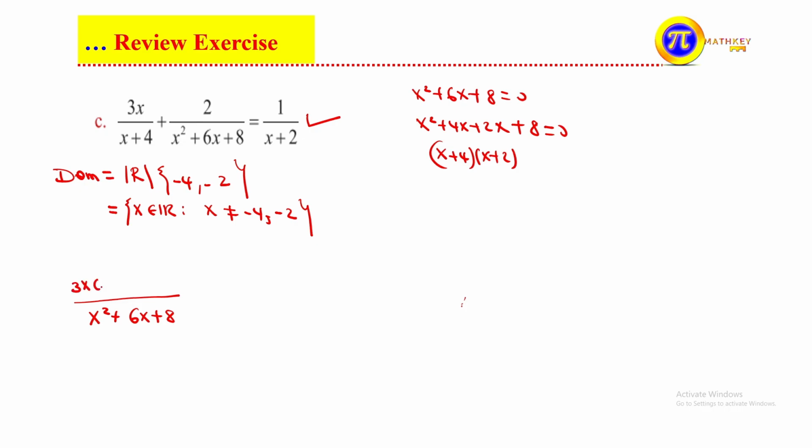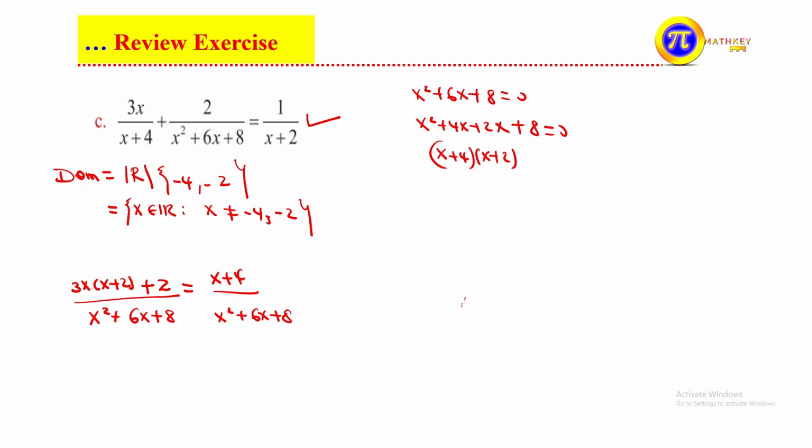So this becomes 3x times x plus 2. For the second, x squared plus 6x plus 8 divided by itself is 1, so 1 times 2 is 2. For the last one, x squared plus 6x plus 8 divided by x plus 2 is x plus 4, so it is x plus 4 over x squared plus 6x plus 8.